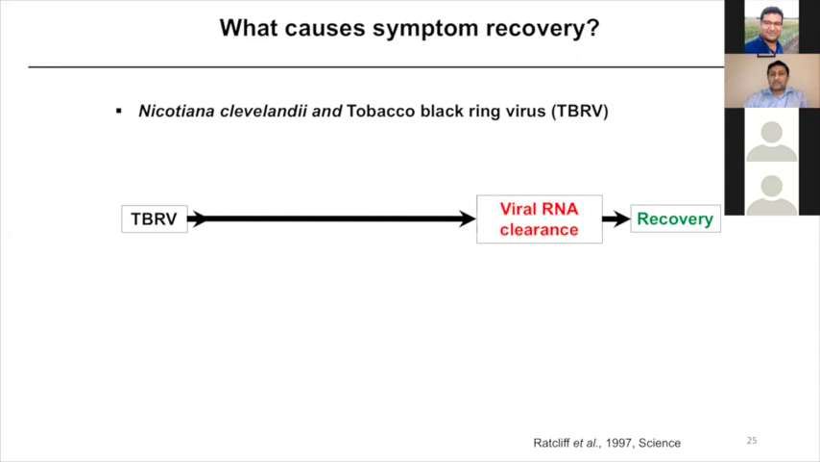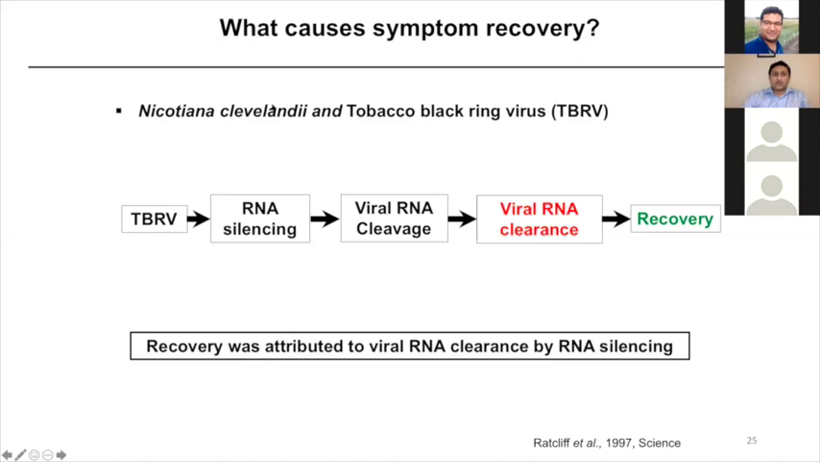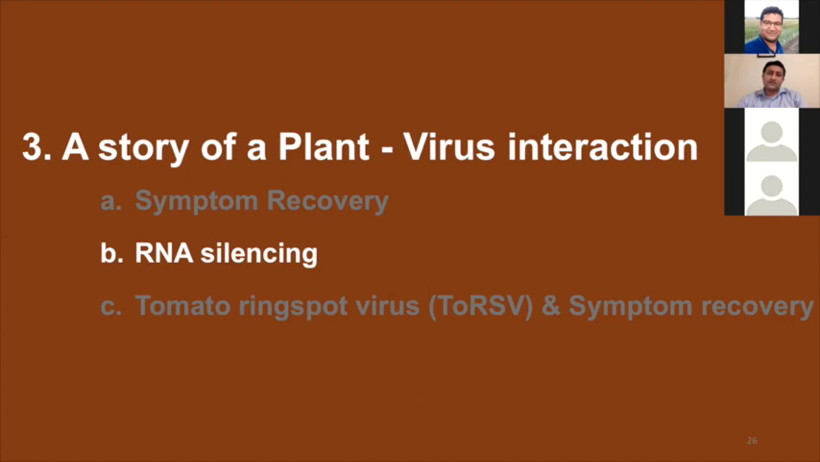They also found out the mechanism that was involved. So what they noticed was that in tobacco black ring virus infected plants, the RNA silencing mechanism, which I am going to get into the details of in the next few slides, cleaves the viral RNA. And finally, the viral RNA is cleared, and that causes recovery. So recovery was attributed to viral RNA clearance by RNA silencing. So let's get into a little bit of details about RNA silencing or RNAi.